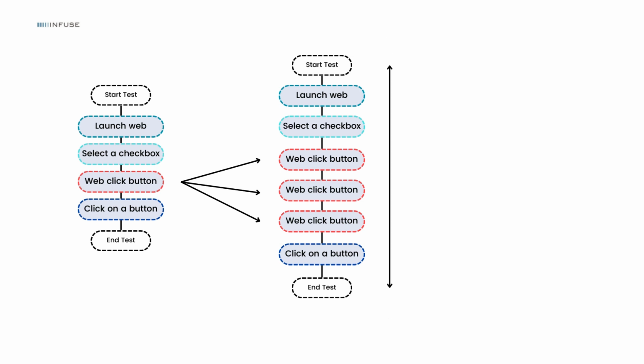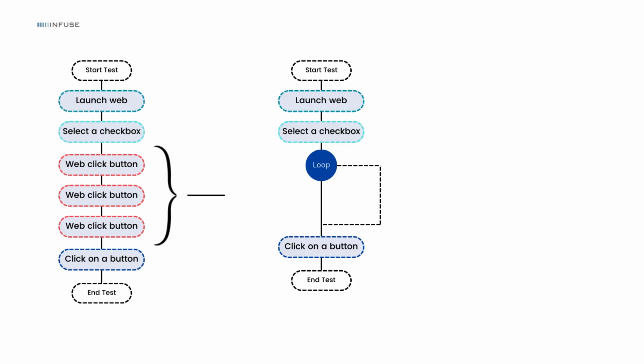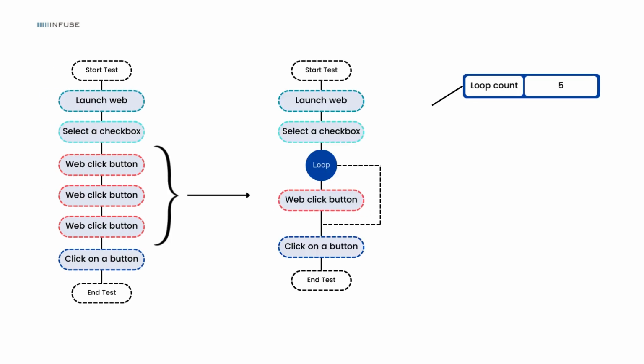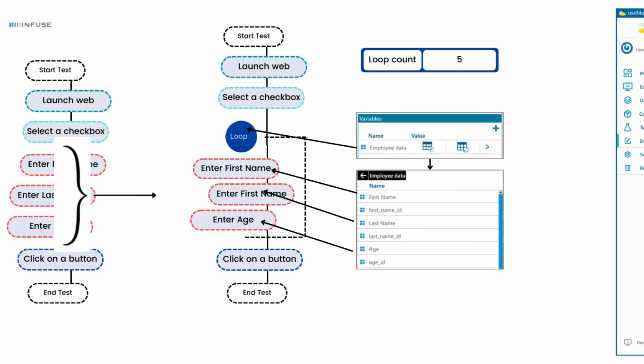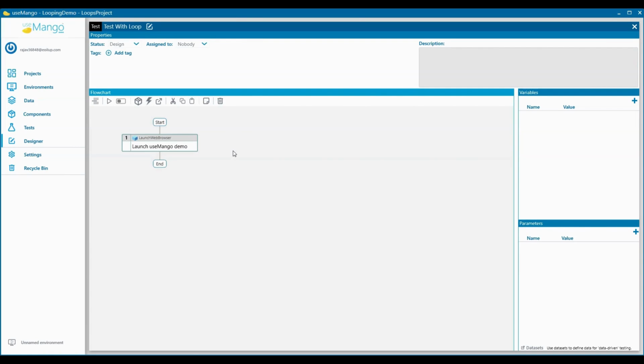Manually duplicating these steps not only makes tests longer but also harder to maintain. This is where loops come in. Loops simplify repetitive tasks by letting you reuse the same components, either with fixed values or dynamically changing inputs. Let's dive in and see loops in action.